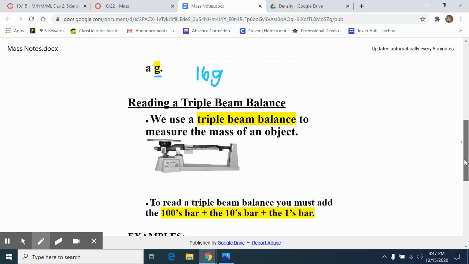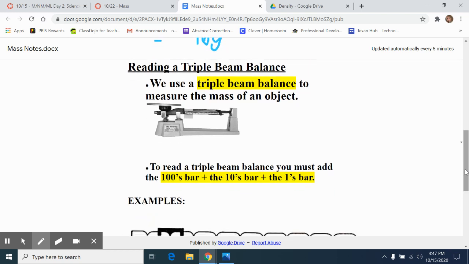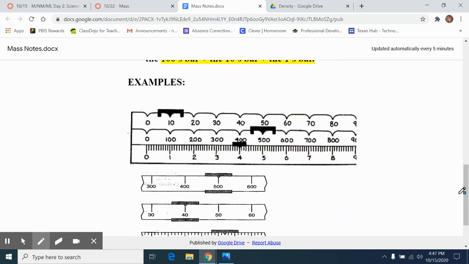Okay, now moving on, we're going to learn how to read a triple beam balance. This is what you use to measure mass of an object, okay? So to read it, you have to read the 100s bar plus the 10s bar plus the 1s bar. So sometimes these are out of order. If you look at this one, the 10s bar is here. This is your 10s bar. Your 100s bar is in the middle. This right here is your 100s bar. And then down here, this is our 1s bar.